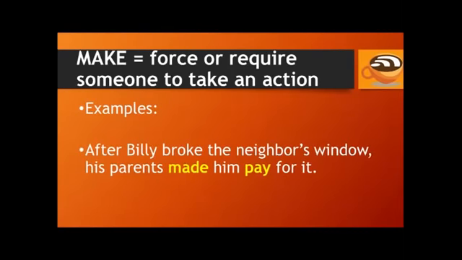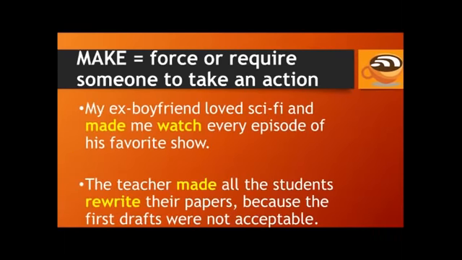For example, after Billy broke the neighbor's window, his parents made him pay for it. Remember, we use the base form, pay, and not to pay. My ex-boyfriend loved sci-fi and made me watch every episode of his favorite show. The teacher made all the students rewrite their papers because the first drafts were not acceptable.